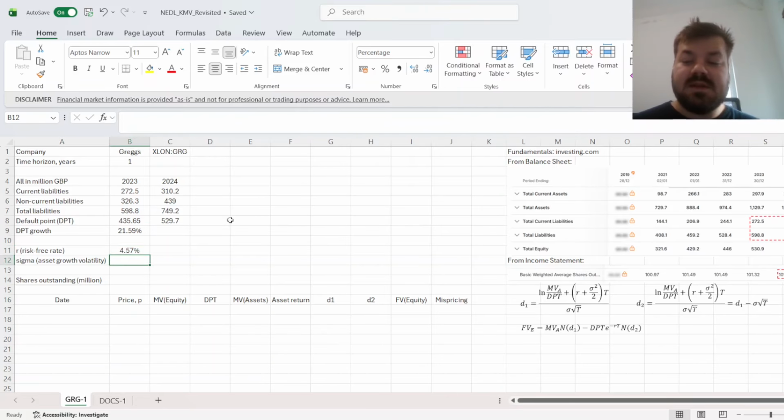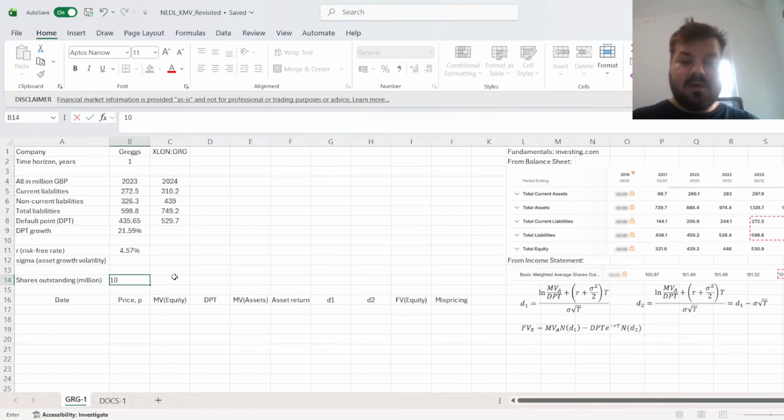Asset growth volatility, or sigma, is something that's determined structurally within the model itself, so we'll fill it in a little bit later. And the final fundamental data point that we need to input is the number of shares outstanding, which we can retrieve from the income statement. So essentially, it's 101.78 million shares. This can be retrieved from the section of the income statement that calculates earnings per share.